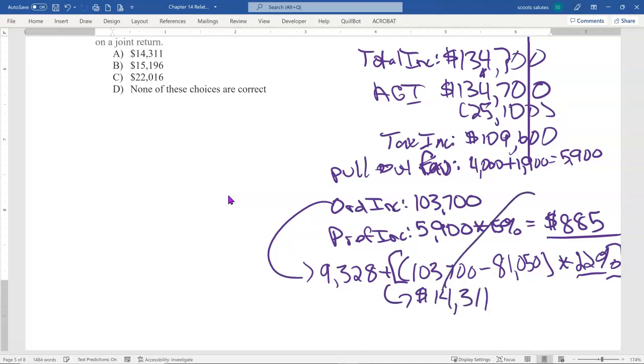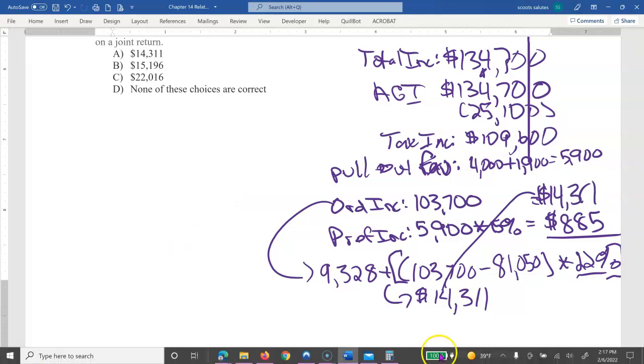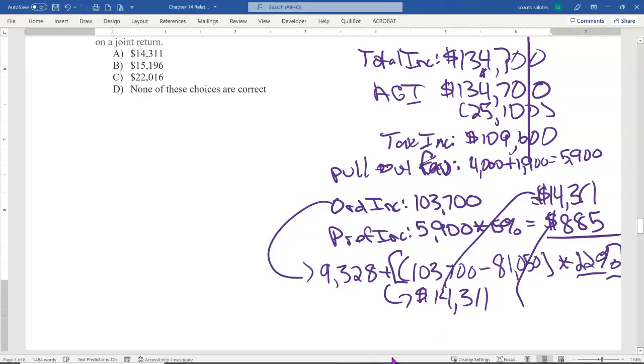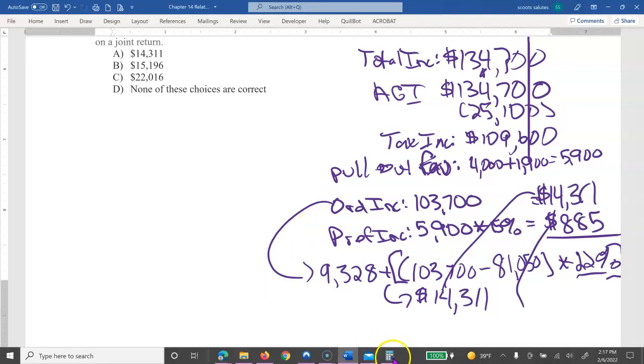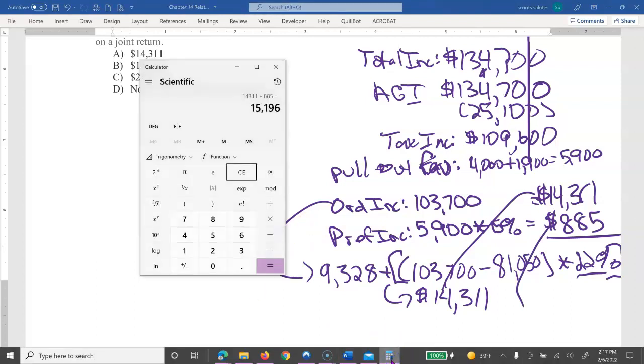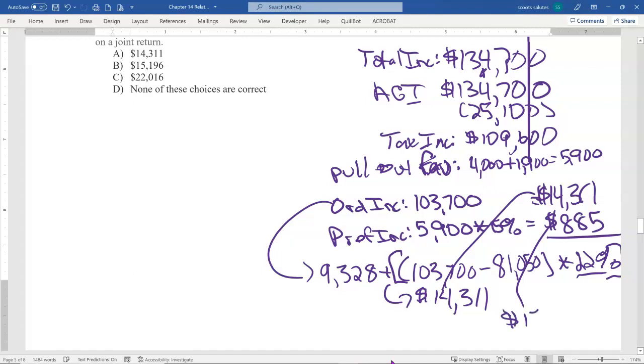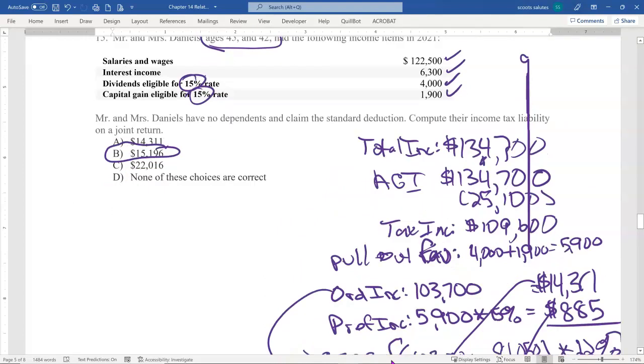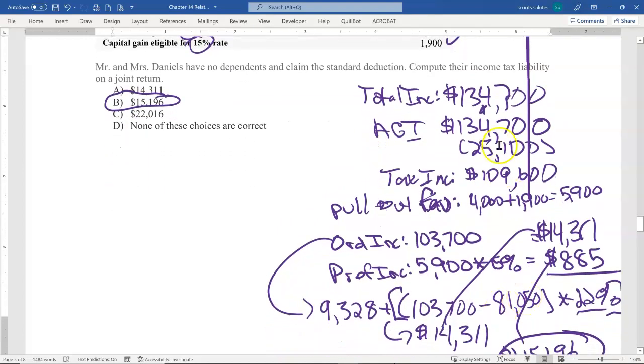I should have made more room up here. But this is the ordinary part, 14,311. So we take the 14,311 and we add that 885 that we calculated being at the preferential rate. So total is going to be $15,196. Right, so total tax, regular tax, is going to be $15,196.